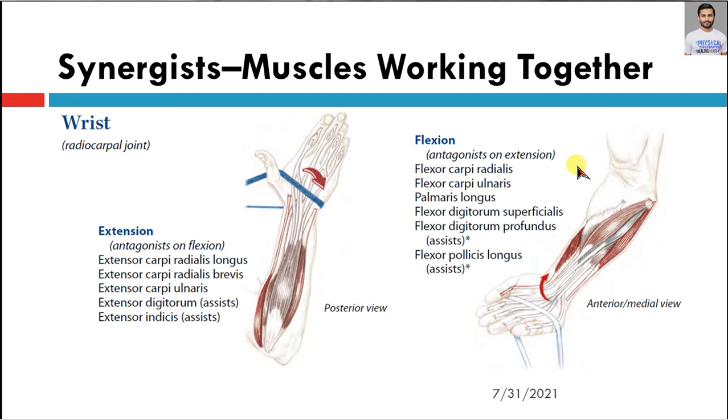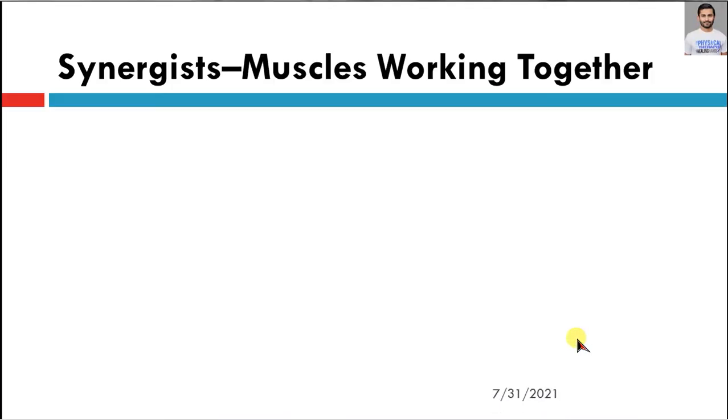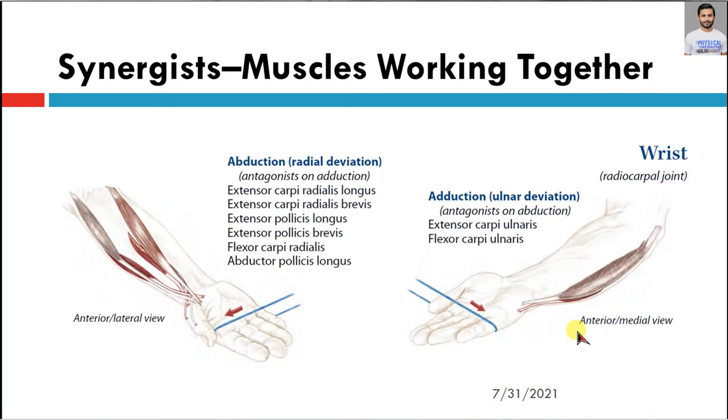So these are the muscles. For abduction, all these muscles are working together, and for adduction, there are just extensor carpi ulnaris and flexor carpi ulnaris.